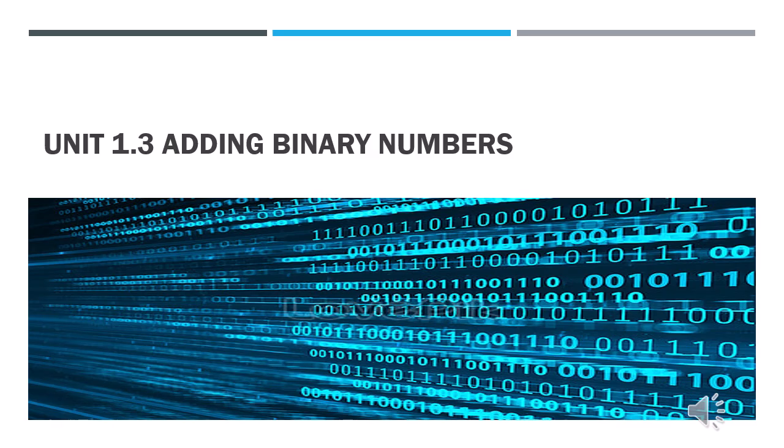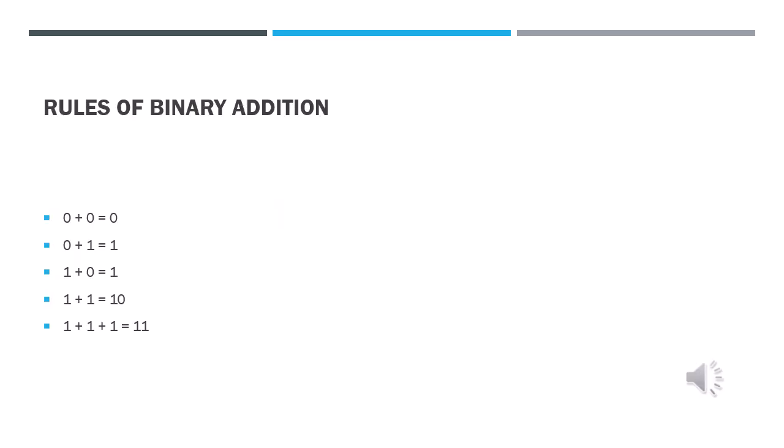Now, after converting binary numbers into decimal, we are going to add binary numbers in this unit. This is unit number 1.3, adding binary numbers. In this unit, we are going to perform additions over binary numbers. Here are some rules of binary addition.